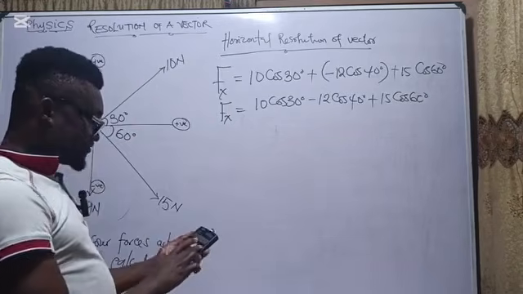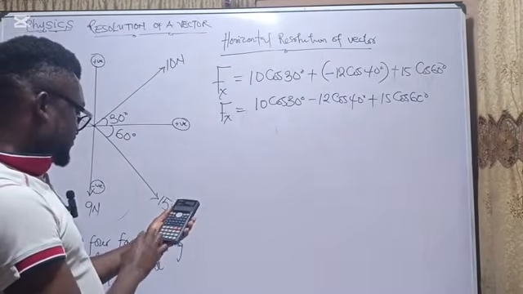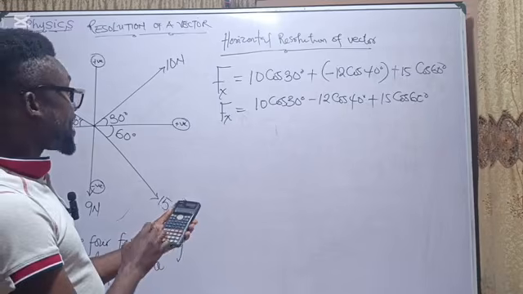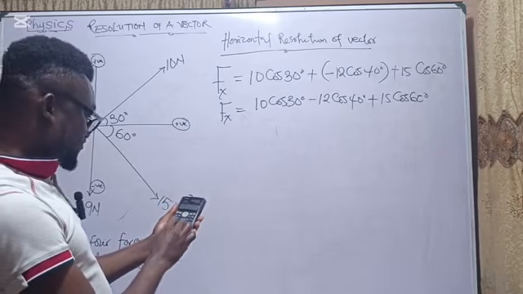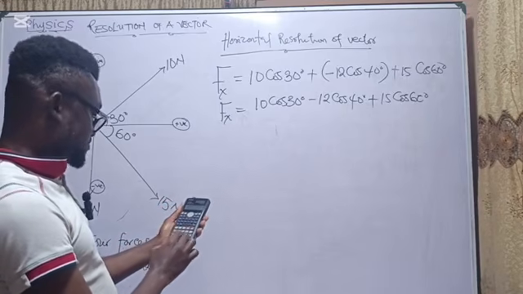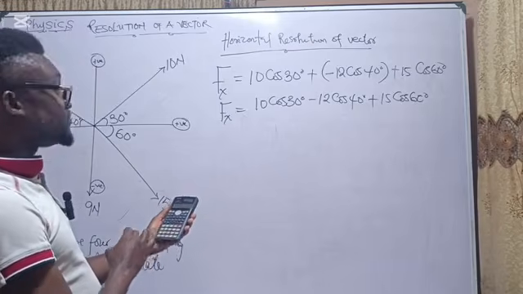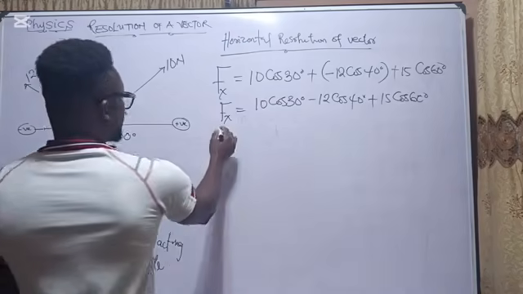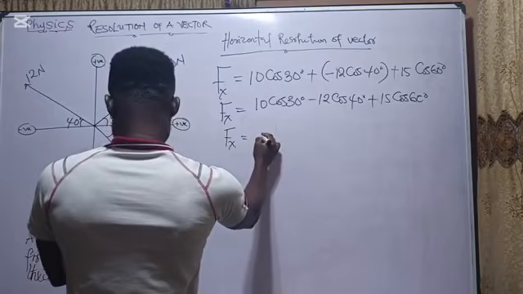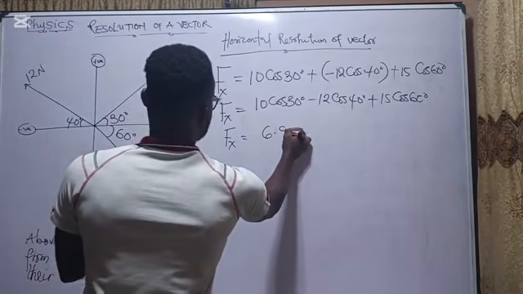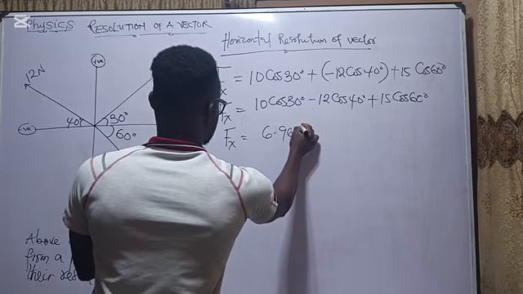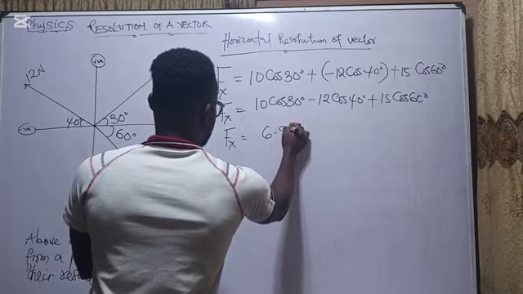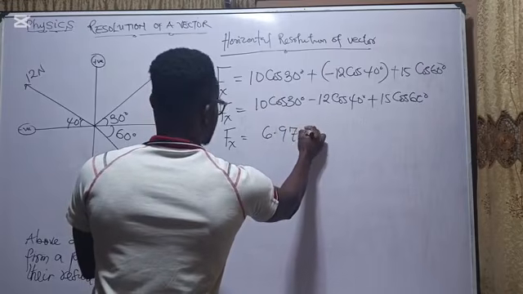So we are going to simplify this. We have 10 cos 30, then minus 12 cos 40, then plus 15 cos 60. Then we are going to get that the horizontal component now is 6.97 Newton, to two decimal places.